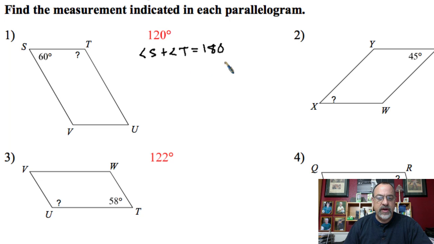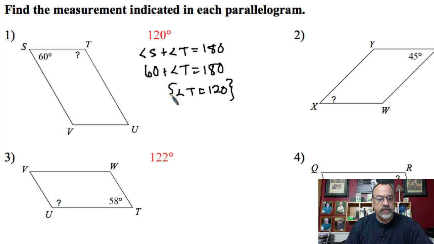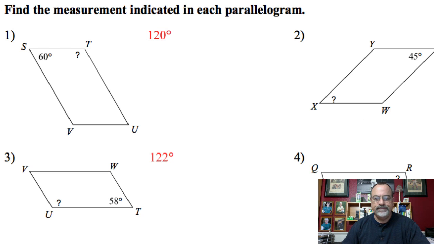Now that I've written the algebraic equation from the geometry, I substitute in what I know. So angle S, I know, is 60, plus angle T would be equal to 180. So angle T is equal to 120 once I apply the algebra to it. All right, so remember, those consecutive angles are supplementary. And again, this is the type of work that I would like to see on your papers.